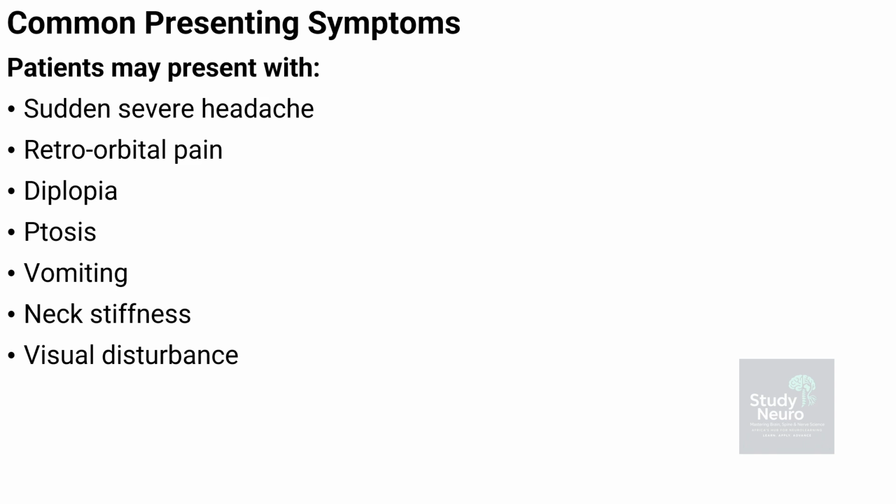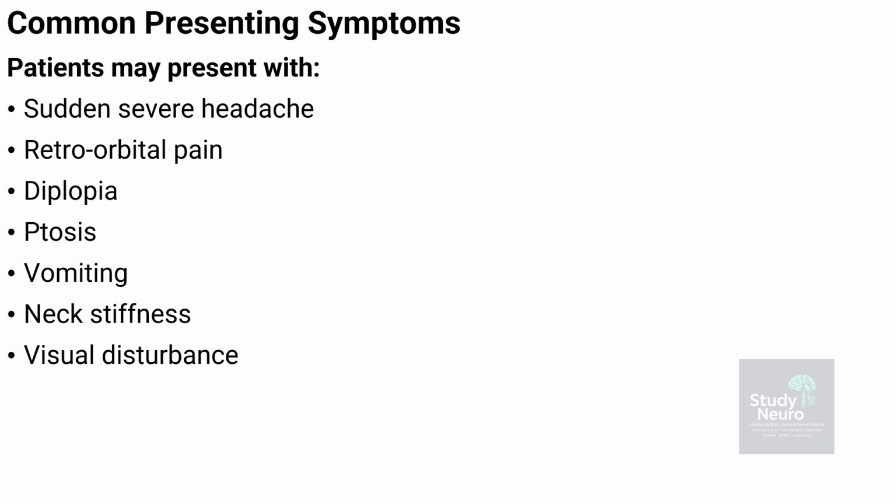Patients with posterior communicating artery aneurysms commonly present with symptoms related to hemorrhage, cranial nerve compression, or raised intracranial pressure. Sudden, severe headache is a frequent complaint, often occurring with pain around the eye, double vision, drooping of the eyelid, vomiting, neck stiffness, or other visual disturbances, depending on aneurysm size and rupture status. These symptoms should never be ignored.